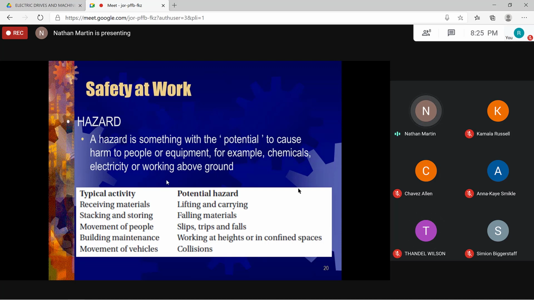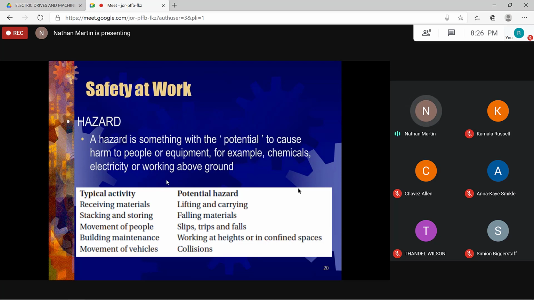All right, so we say a hazard is something with the potential to cause harm to people or equipment. And I must stress equipment, because you as an operator can be a hazard to the equipment. If you remove the equipment guard, you're being a hazard to the equipment because you're not using it in the proper way. So you're both damaging the equipment as well as putting a hazard in place for other persons. For example, chemicals, electricity, or working above ground.